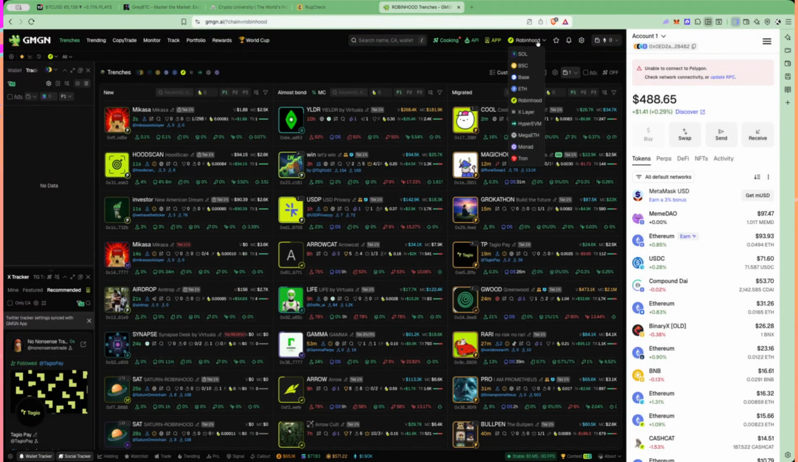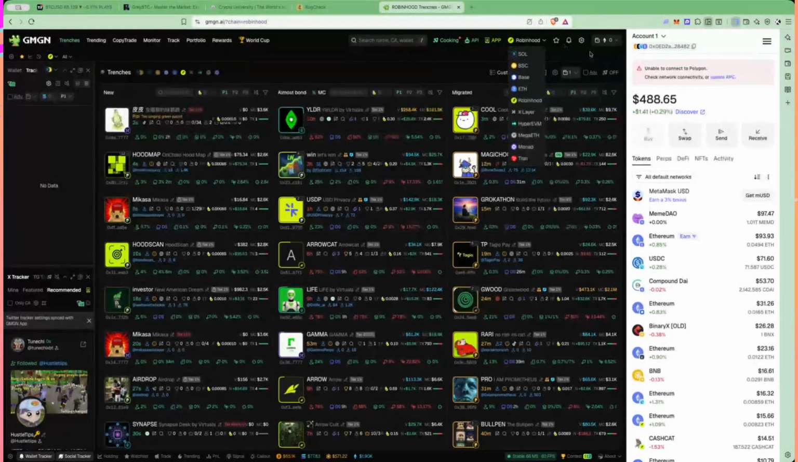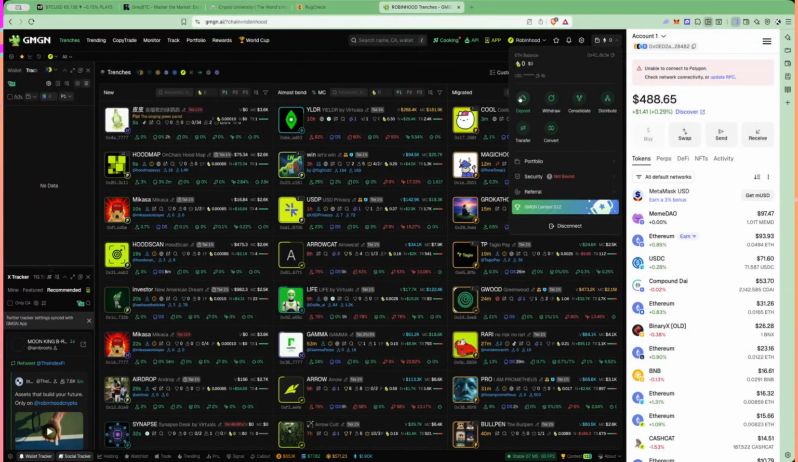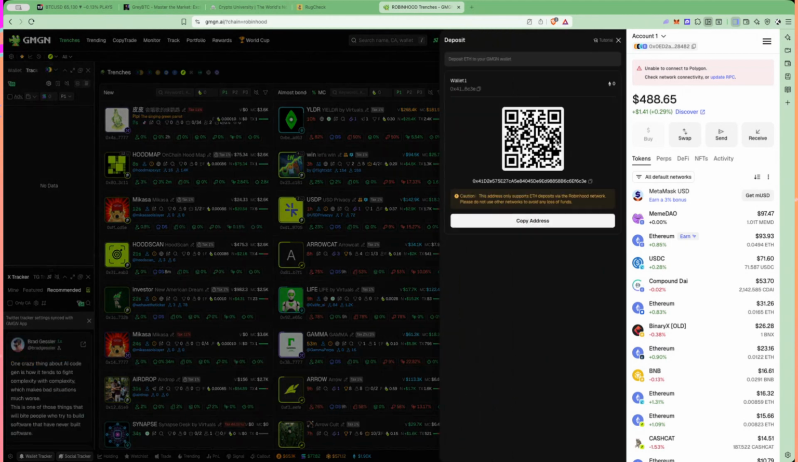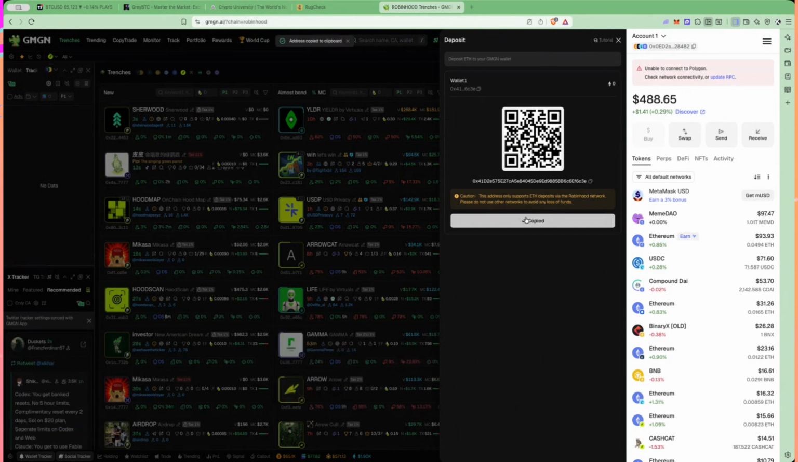So I'll click on here, Robinhood, boom, and then I'll click on the wallet and click on deposit, and it will give me a wallet address where I can send funds over. So I'll click copy address. Then I'll go into my MetaMask wallet.